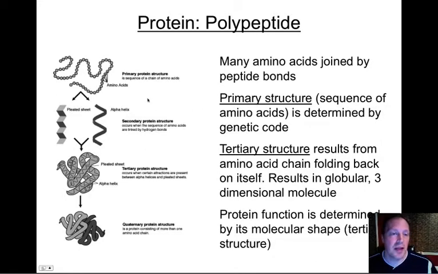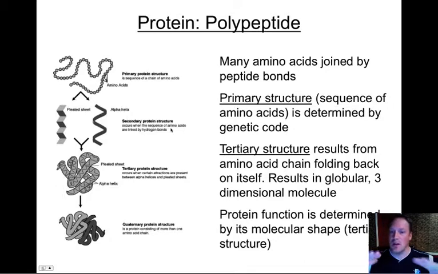So let's go through this again. The primary structure is really just the sequence of the amino acids. So which amino acids and in what order. The secondary structure occurs when you get amino acids that aren't linked together by peptide bonds, but not necessarily from one amino acid to the next amino acid, but maybe, say, the 3rd amino acid in the chain is attracted via hydrogen bonding to the 7th amino acid in the chain.